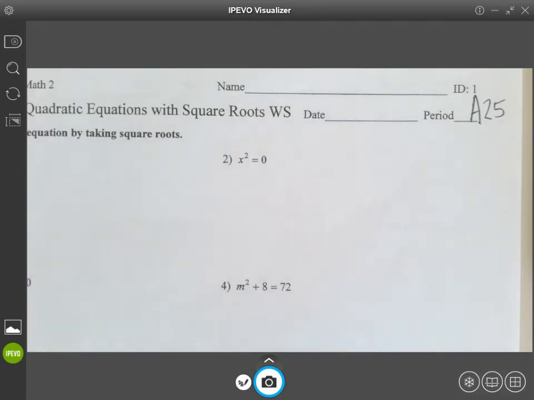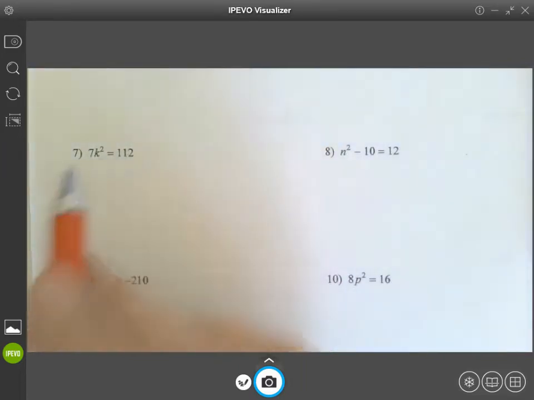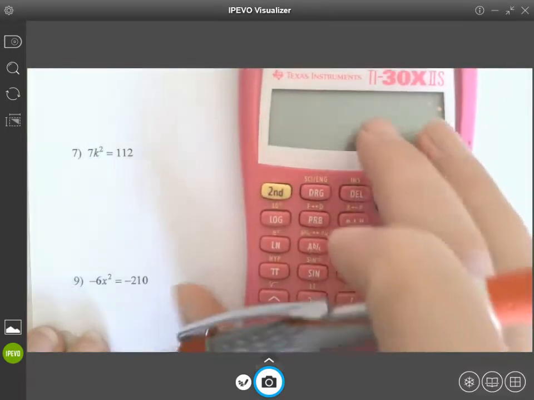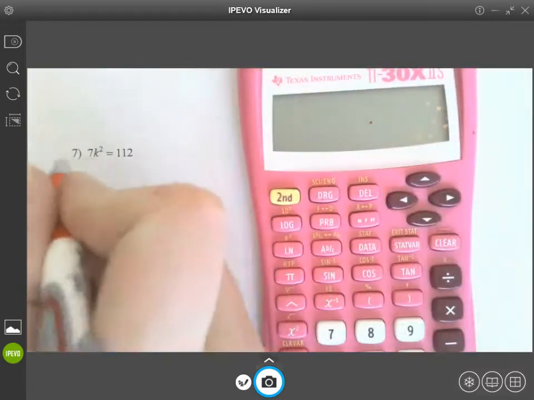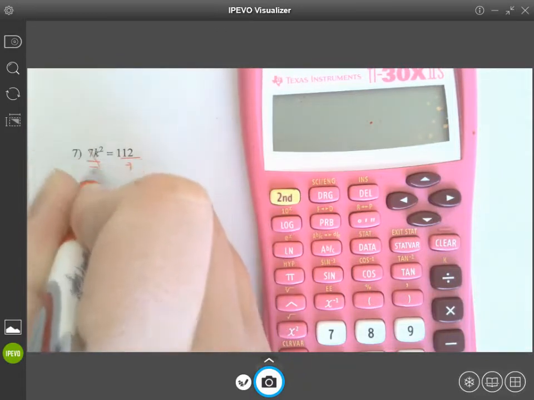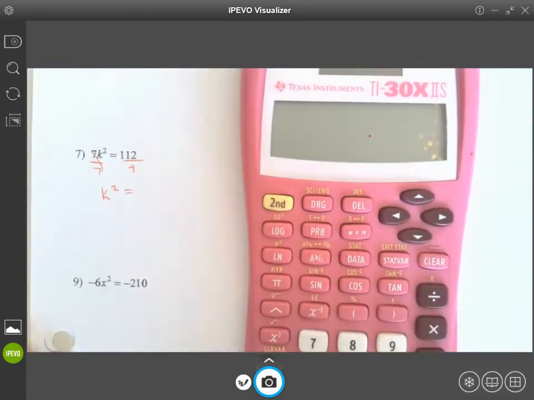All right, so we're looking at worksheet A25, and we are solving using square roots. We're going to jump down to number 7. I'm trying to get k squared by itself, so what do I need to do first? Divide both sides by 7. Yes, I can do that. And that would be k squared. Now, if this is a decimal, we're going to leave it as a fraction.